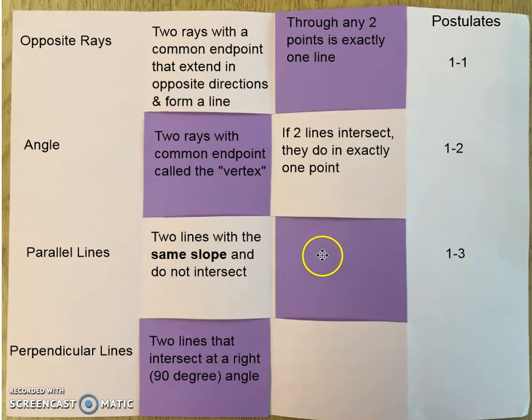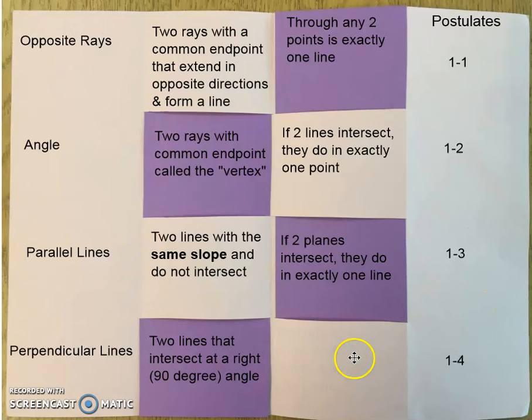Our third postulate is if two planes intersect, they do in exactly one line. My examples for planes earlier were ceilings and walls. If you could look at where the wall meets the ceiling and where we have that corner, yes, it does form a corner, but actually where they touch is going to be a straight line that runs along the corner of that intersection.